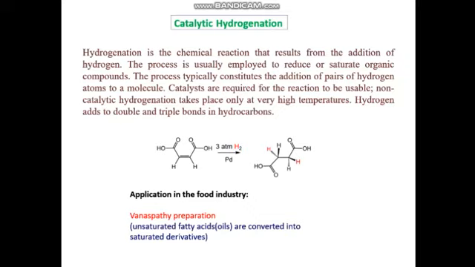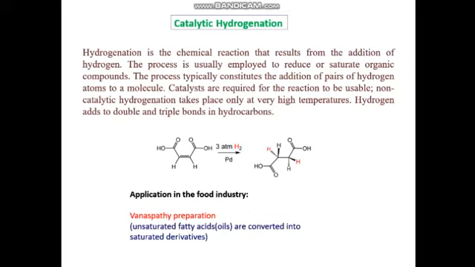The process is usually employed to reduce or saturate organic compounds. The process typically constitutes the addition of pairs of hydrogen atoms to a molecule. Catalysts are required for the reaction to be usable. Non-catalytic hydrogenation takes place only at very high temperatures.